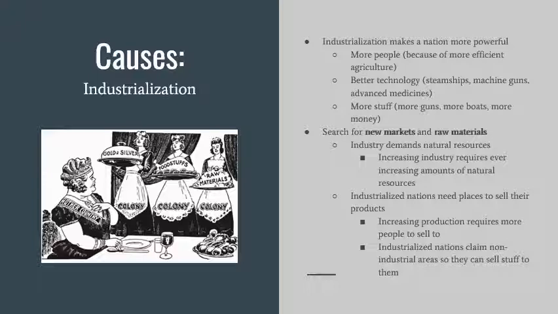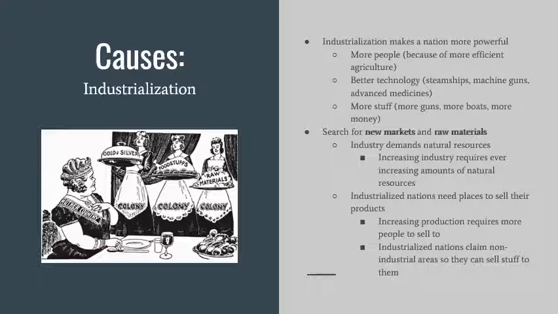So eventually, industrializing nations are going to have to look to other places to get all of these new raw materials. So, what industrializing nations do to secure these types of imports for important resources is they set up colonies in order to secure these resources, and then they can import them into their countries. So, imperialism is a way for industrial nations to bring in the natural resources that they need.